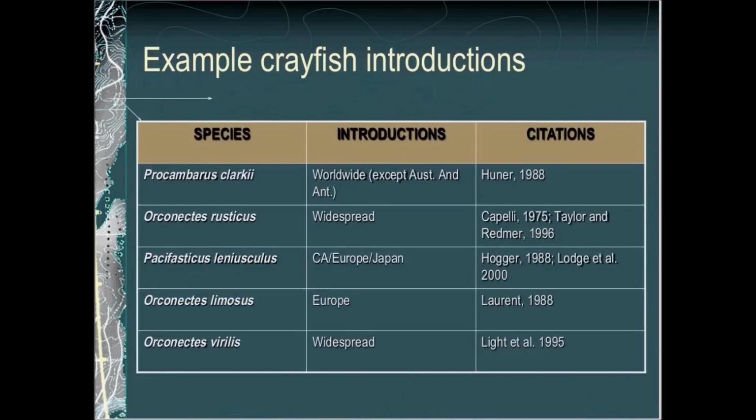The red swamp crayfish, Procambarus clarkii, which is native to the southeast part of the U.S., has been moved all over. And that's mainly because of aquaculture. Aquaculture is a multi-million-dollar industry for food mainly, but also for bait, for teaching, those sorts of things.